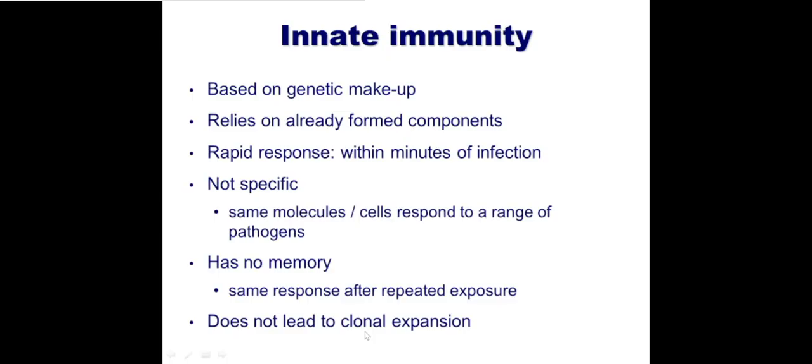So now, in detail, we study the innate immunity. Based on genetic makeup, it relies on already formed components and gives a rapid response within minutes of infection. When infection takes place, within a minute the innate immunity will respond. This is not a specific immunity. The same molecule, the same cells respond to a range of pathogens, meaning a wide range of pathogens are responded to by the same cell or molecules. So it is not specific, where one molecule responds against one antigen or one pathogen.